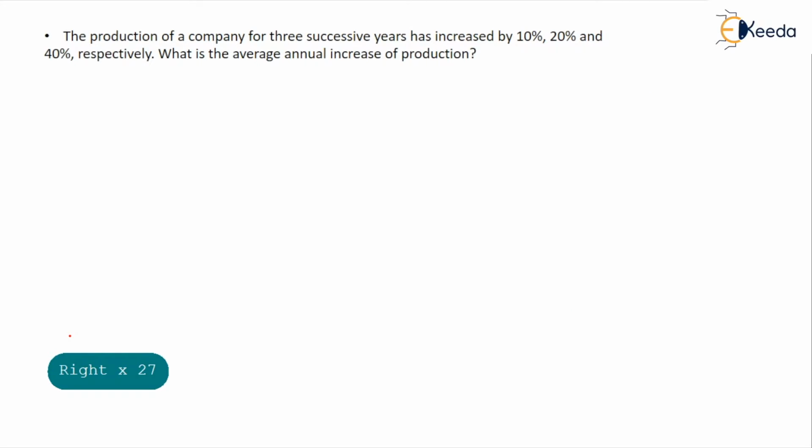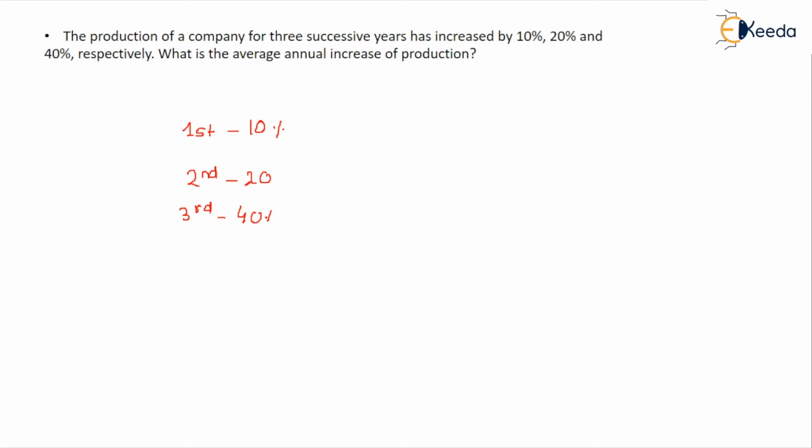So, here is a question: the production of a company for 3 consecutive years has increased by 10%, 20%, and 40% respectively. What is the average annual increase in production? The first year it was increased by 10%. For the second year, it was increased by 20%. And for the third year, it was increased by 40%. He is asking what is the average annual increase in the production?